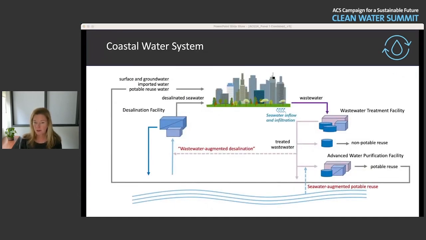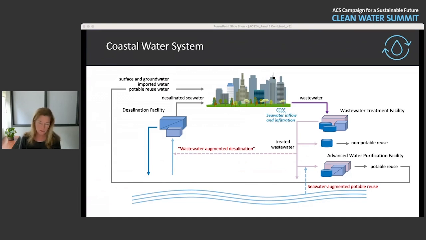And it's not just seawater augmented potable reuse that we're looking at, it's also wastewater augmented desalination. So that's kind of the left-hand side. So if you have a region, perhaps Middle East region or Australia, that has invested more in their desalination infrastructure and is now looking at, okay, we're doing this desalination while at the same time we're just discharging our treated wastewater. Would it be possible to augment our desalination supply with wastewater?